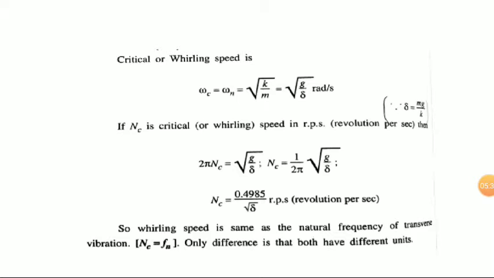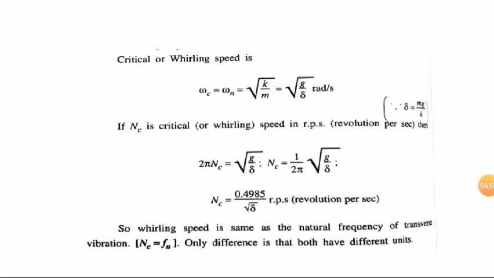So you can substitute, instead of root of k by m, root of g by delta, from the equation mg equal to k delta. Here nc is the critical speed or whirling speed in rps. So 2 pi nc equal to root of g by delta, or nc equal to 1 by 2 pi into root of g by delta, and here 2 pi g all we know. So nc equal to 0.4985 by root delta.